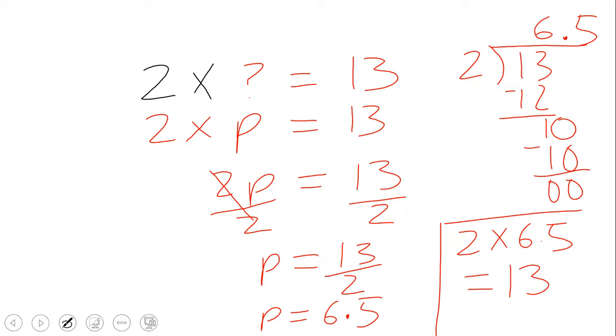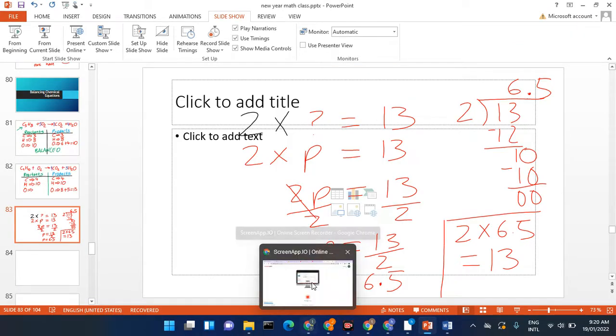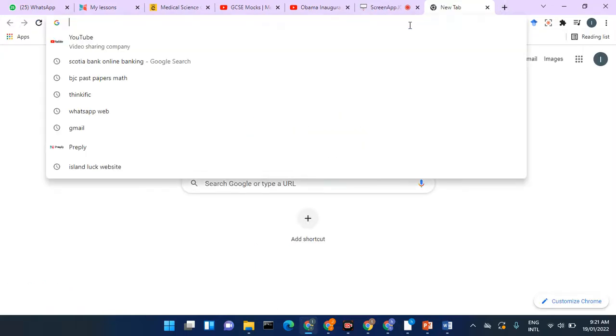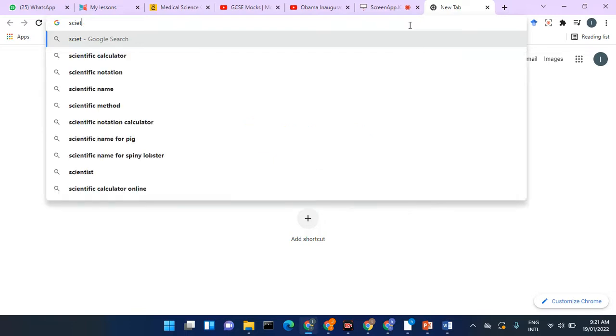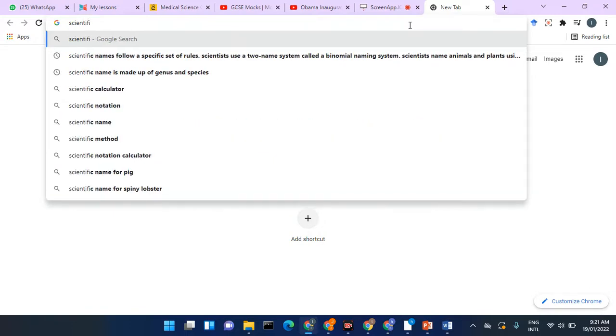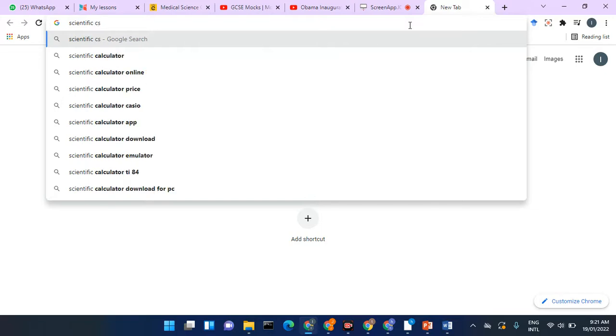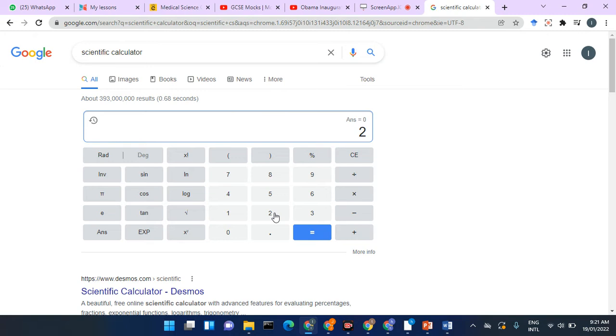And we can always verify that our answer is correct. Let's use a calculator. Give me one moment. So let's use a scientific calculator. What we want to do is multiply 2 times 6.5. And we see that 2 times 6.5 is 13.